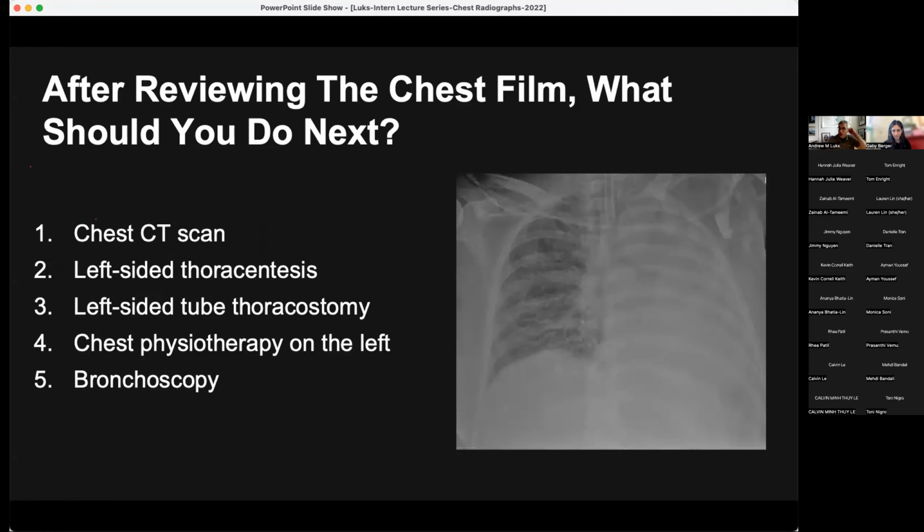So the question now is, what should you do next? Should you order a CT scan of the chest? Should you do a thoracentesis on the left? Should you place a chest tube on the left? Should you order chest physiotherapy on the left? Or should you consult the pulmonary service to perform a bronchoscopy?